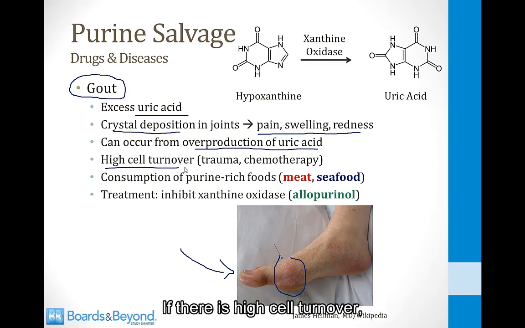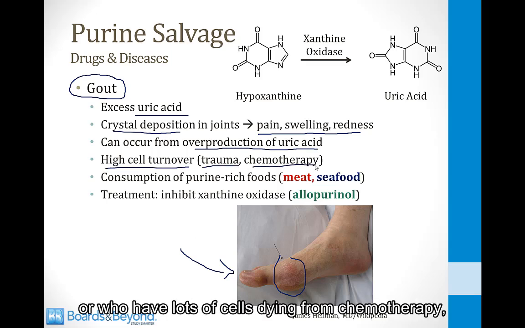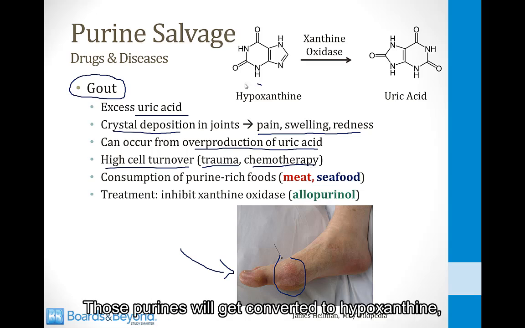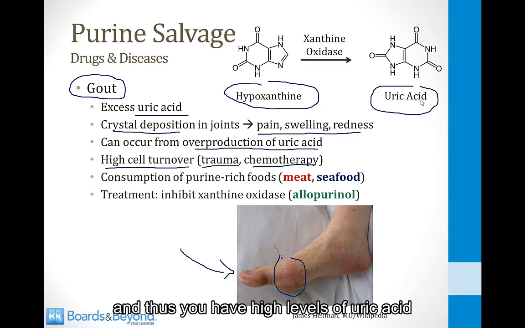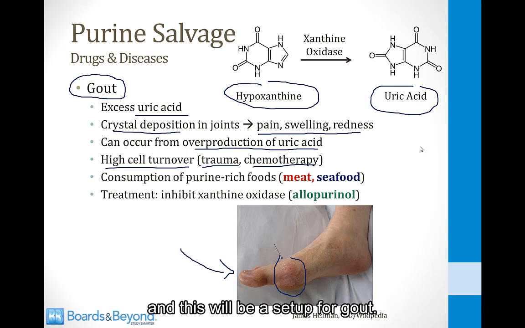If there is high cell turnover, for example, in patients who have trauma or who have lots of cells dying from chemotherapy, there will be lots of purine spilled into the plasma. Those purines will get converted to hypoxanthine, and then they will be converted to uric acid, and thus you will have high levels of uric acid, and this will be a setup for gout.